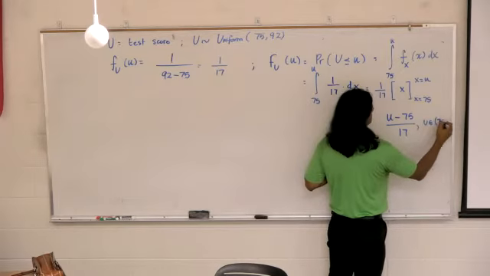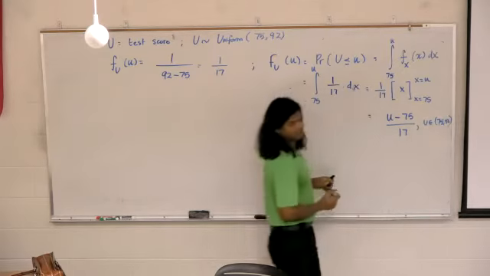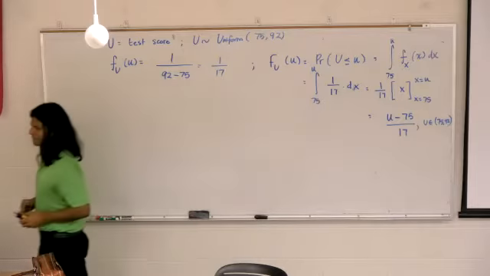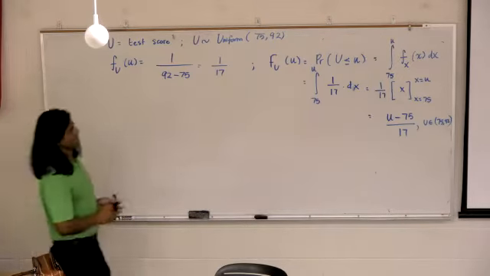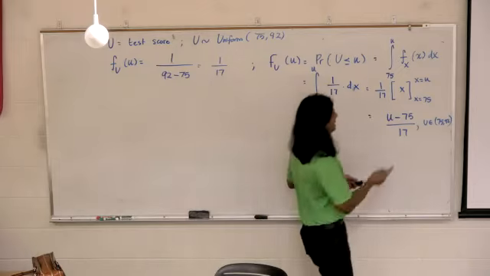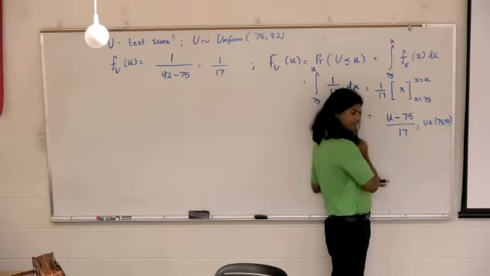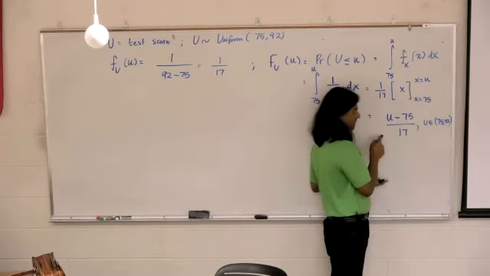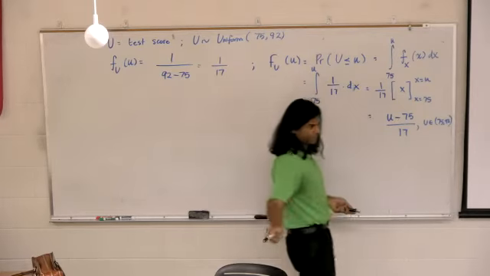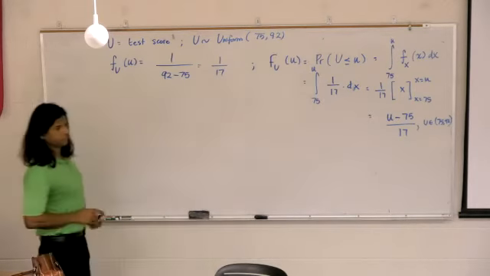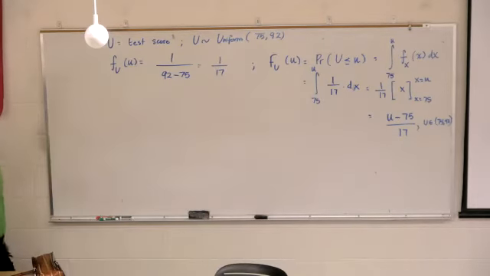U has to be in the interval 75 to 92. Whether you put an open interval or closed interval doesn't matter because it's continuous. This is the same as saying U minus the minimum divided by the maximum minus minimum, the range. Yeah, I was just brainstorming, but I didn't know if it would work.